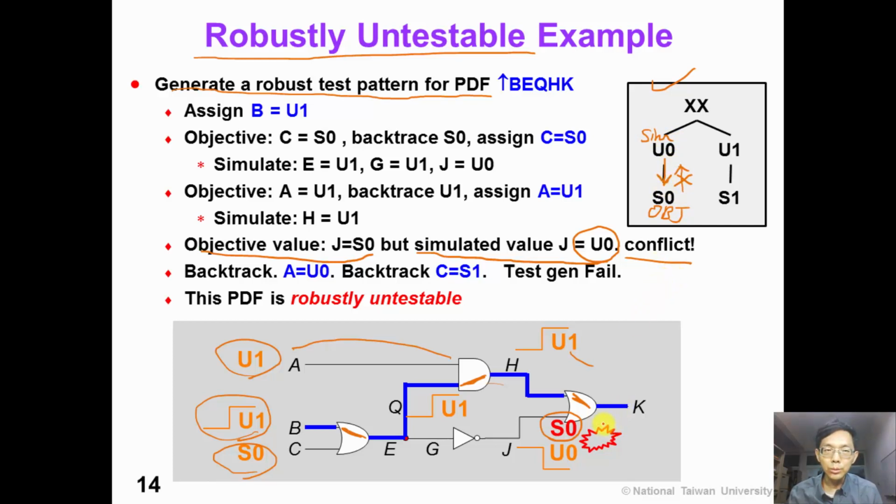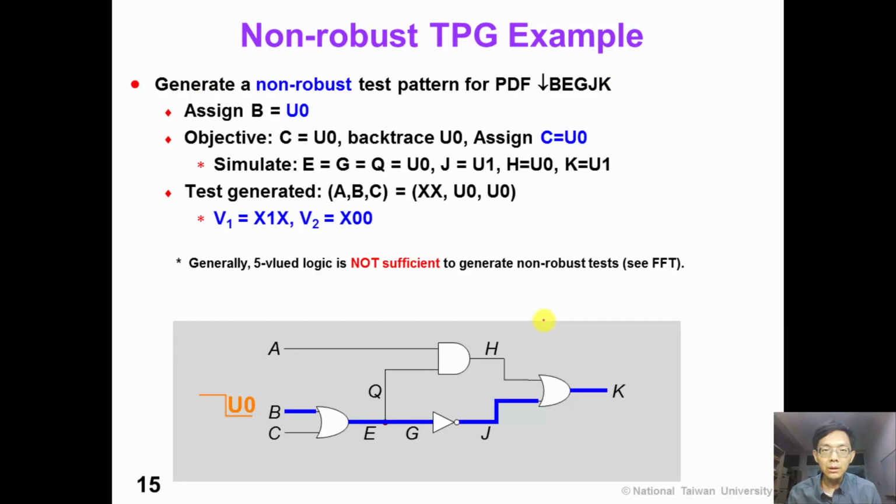So we need to backtrack. Our last decision, we will backtrack to U0, but this does not help. And we backtrack C to S1, this does not help either. So our test generation failed. That means this path delay fault is robustly untestable. So what should we do with a robustly untestable path delay fault? Maybe we can downgrade our requirement and generate non-robust tests.